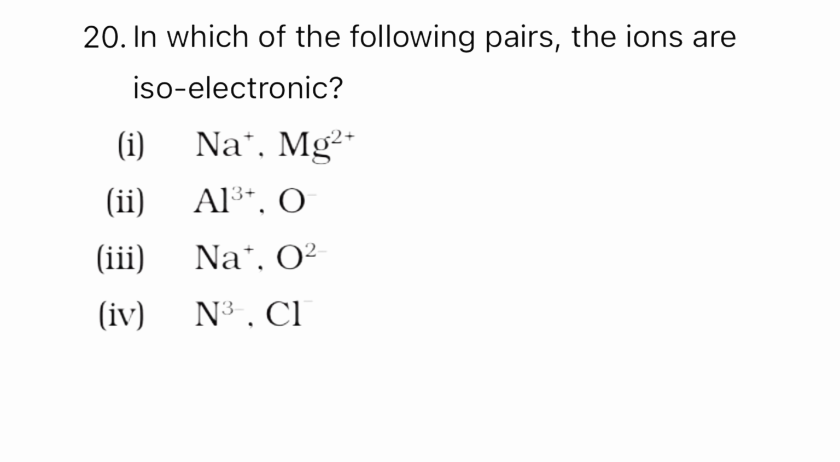Okay. In which of the following pairs are the ions isoelectronic? Direct question, right? What is isoelectronic? The ones which have the same number of electrons. Now we can check the first pair. Na: how many electrons are there? 11. Na+ means 10, right? Now magnesium, how many electrons? 12, the atomic number is 12. Mg2+ means losing 2 electrons, so it becomes 10.